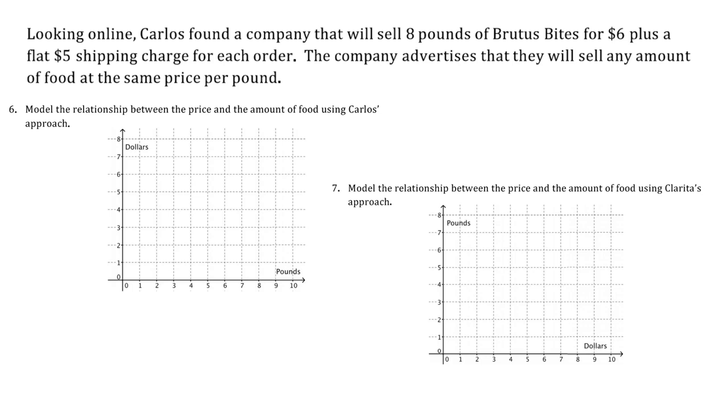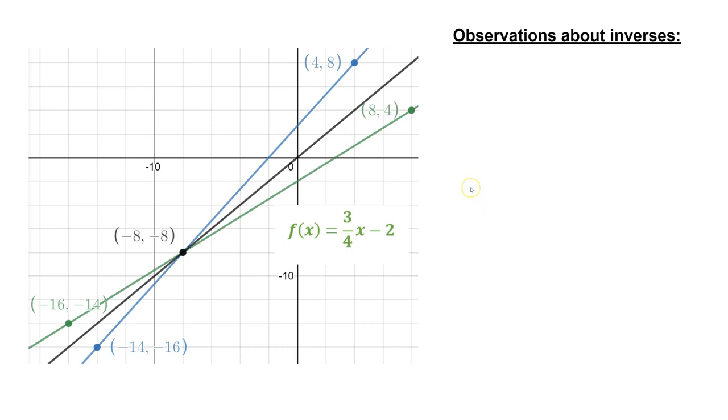I'm going to allow you to do this on your own. Instead of going over this, I would like to go over a different example. So here's an example of a linear function that has a y-intercept that's not 0. The green graph, f of x equals 3/4 x minus 2. And its inverse, f inverse of x equals 4/3 times x plus 2. And I want to make a couple of observations about inverses, and I want you to see if you notice these same things for the two functions that you develop in problems 6 and 7.